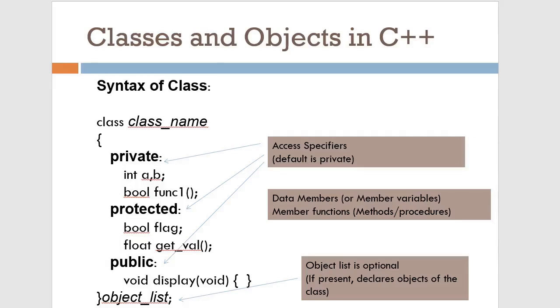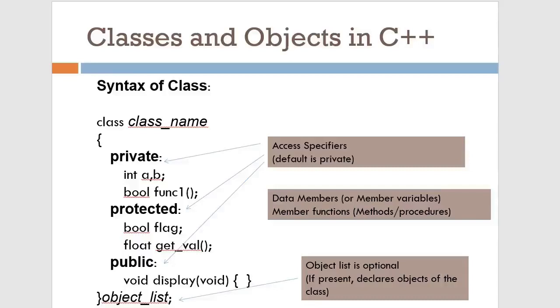Let's understand the syntax of a class. The syntax of a class starts with the keyword class. Class is a standard C++ keyword. What follows after this keyword is the name of the class. Then the content of the class goes inside these two curly brackets, and then the class ends with this semicolon.